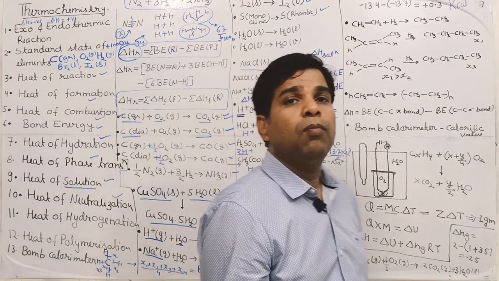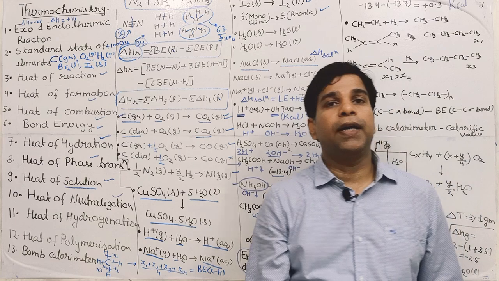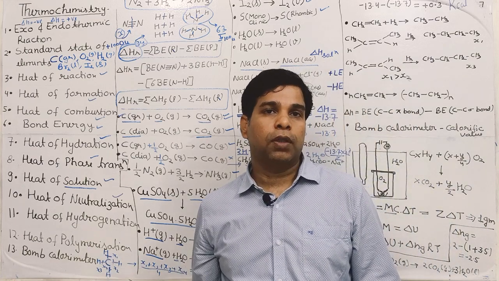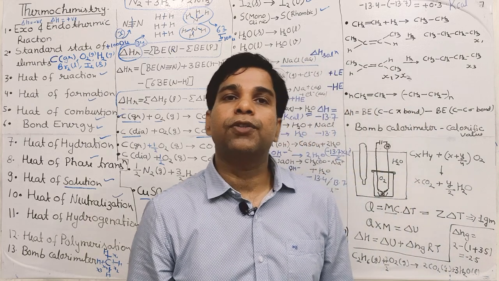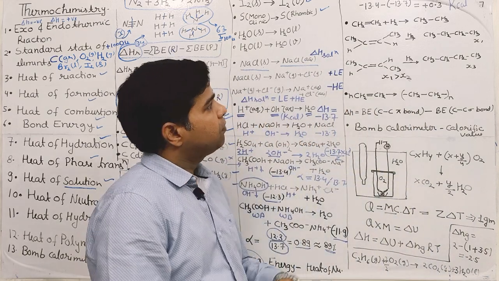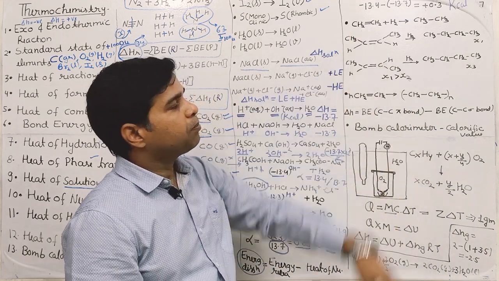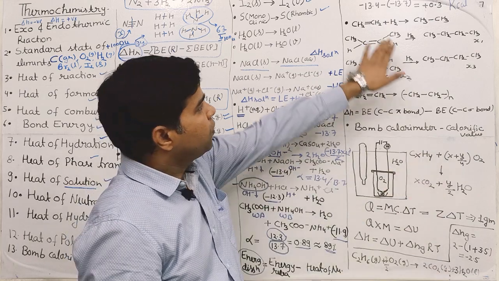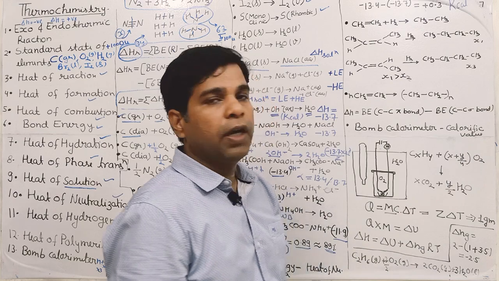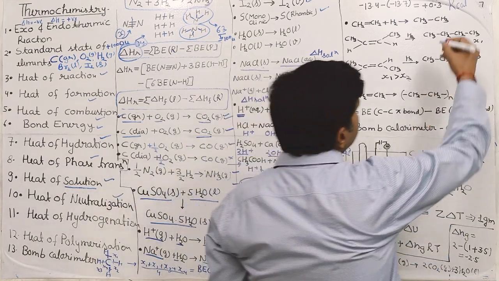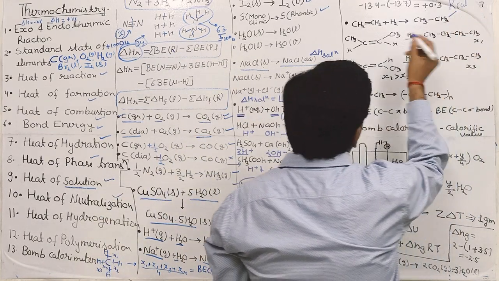Whenever 1 mole of hydrogen is added to any compound, the energy released is called the heat of hydrogenation. If I have an unsaturated compound, suppose we have ethene, and we add 1 mole of hydrogen, then what do they give? They give ethane. So what happens during this reaction?